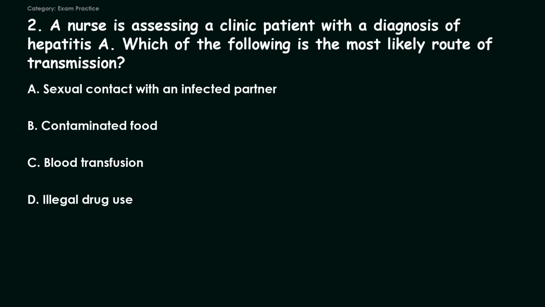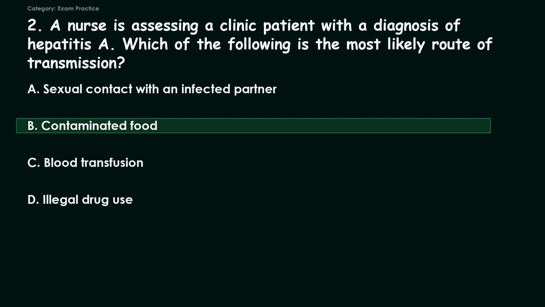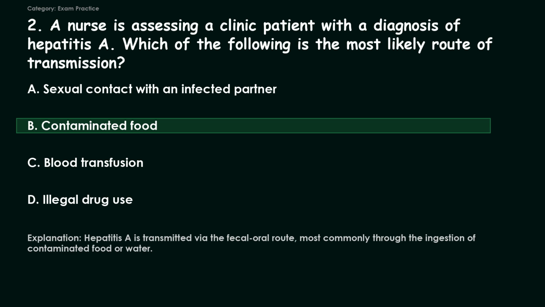Which of the following is the most likely route of transmission? Option A. Sexual contact with an infected partner. Option B. Contaminated food. Option C. Blood transfusion. Option D. Illegal drug use. The correct answer is option B. Contaminated food. Hepatitis A is transmitted via the fecal-oral route, most commonly through the ingestion of contaminated food or water.